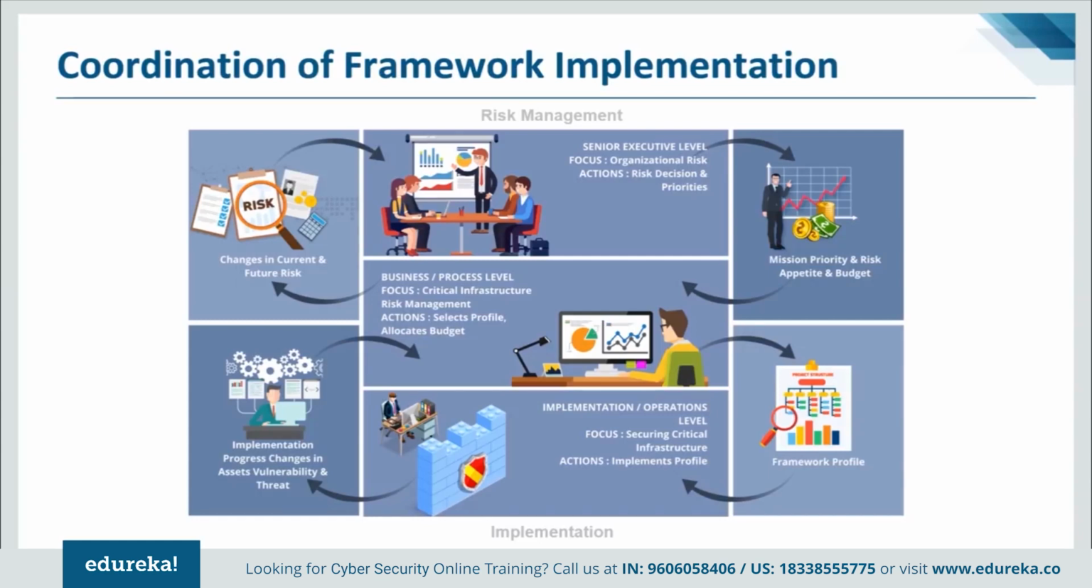The implementation or operations level communicates the profile implementation progress to the business level. The business level uses this information to perform an impact assessment. Next, the business level management reports the outcomes of that impact assessment to the executive level to inform the organization's overall risk management process, and to the implementation operations level for awareness of business impact.